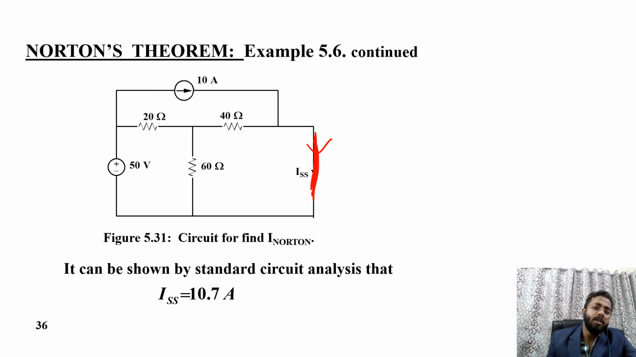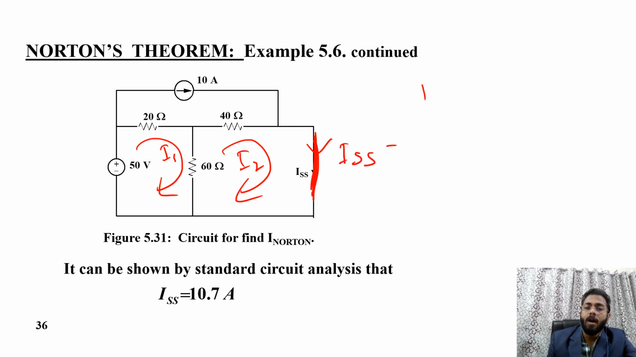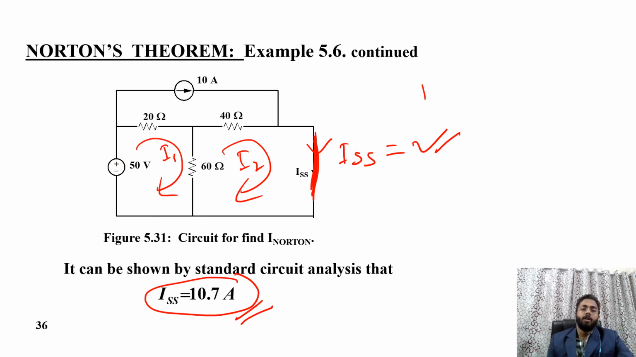Here we can see how we can calculate the short circuit current. We can apply Kirchhoff's current law or Kirchhoff's voltage law. So using Kirchhoff's voltage law, let us assume this is the 50 ohm supply, I1 is the current in this loop, and I2 is the current in this loop. You have to find the I2 current in this loop. Once you calculate, you will get ISS is equal to 10.7 ampere, which is the load current.